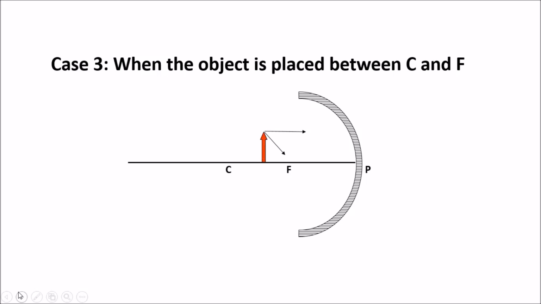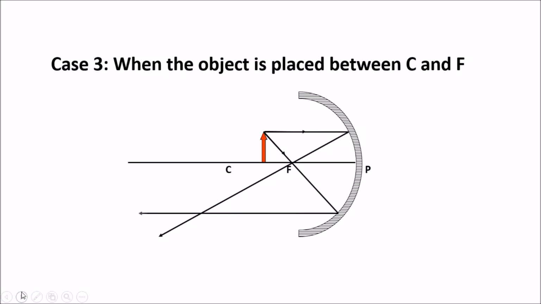So when we keep the object between C and F, again we will be using two rules. This time we will be using some different rule, but we can also use the previous rule that parallel passes through focus. So what we'll be doing here on the screen is, you can see we are using one other rule. Rule 1 we are using is a ray which is parallel to the principal axis after reflection passes through focus. And this time we are using rule 2, that a ray which is passing through focus after reflection passes parallel to the principal axis.